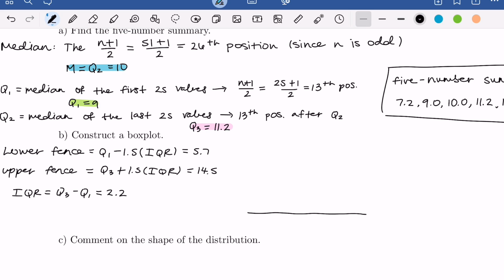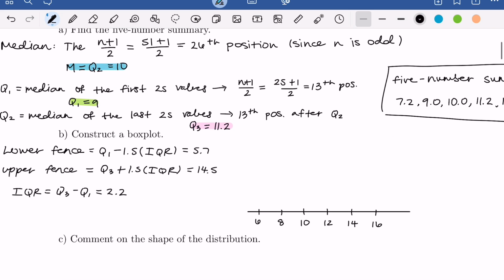First, we're going to draw a number line here, which encloses all of our values from our minimum to our maximum value. So I'm going to start at 6 here since our minimum value is 7.2 and increase in increments of 2. We're going to go up to 16 here. Our maximum value was 16.4 in this case.